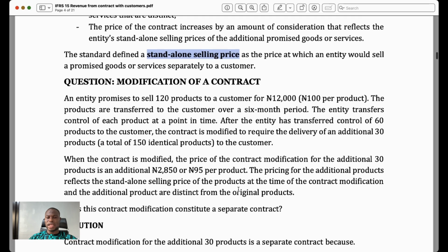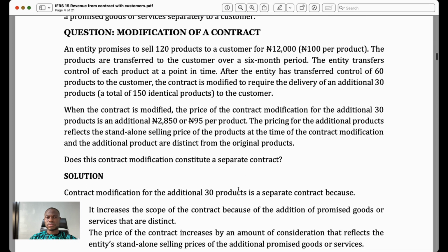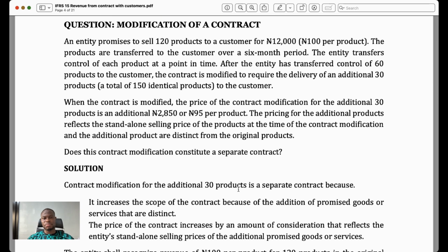Right. Okay, let's look at this question very quickly. It states that an entity promises to sell 120 products to a customer for 12,000 naira, 100 naira per product. The products are transferred to the customer over a 6-month period. The entity transfers control of each product at a point in time. After the entity has transferred control of 60 products to the customer, the contract is modified to require delivery of an additional 30 products to the customer.